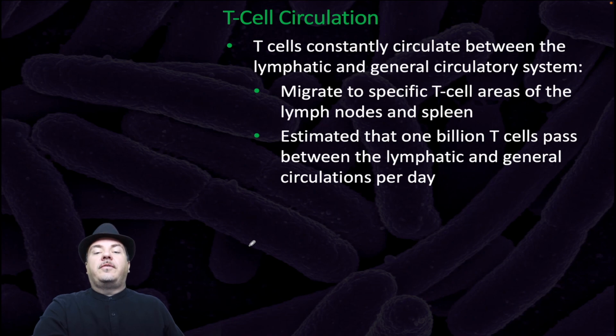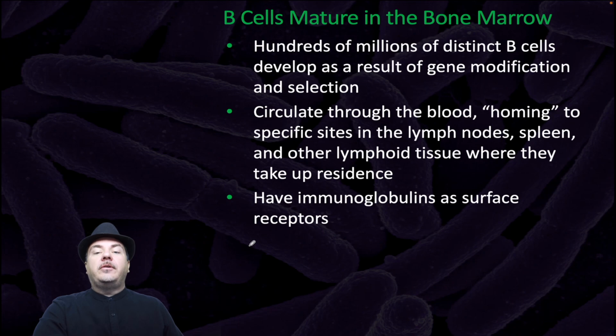They migrate to specific T cell areas of the lymph nodes and spleen, and it's estimated that 1 billion T cells pass through the lymphatic and general circulations per day. Hundreds of millions of distinct B cells develop as a result of gene modification and selection. They circulate through the blood, homing to specific sites in the lymph nodes, spleen, and other lymphoid tissues where they take up residence. They have immunoglobulins as surface receptors.